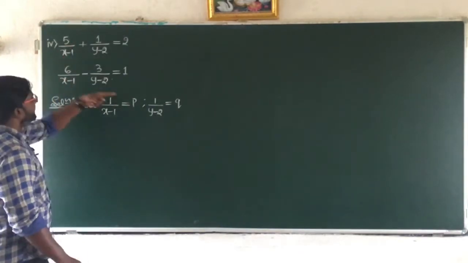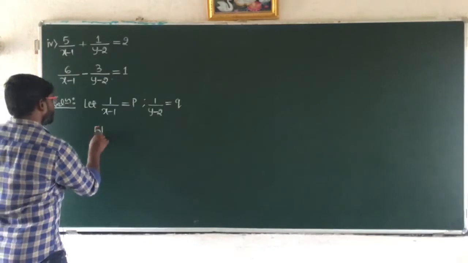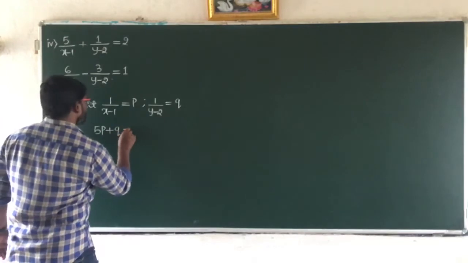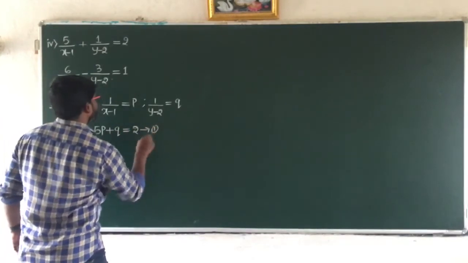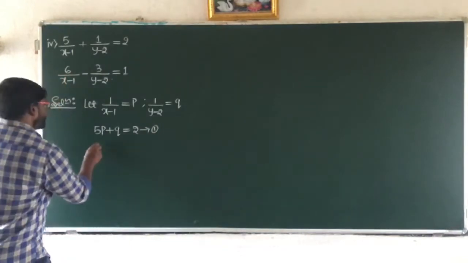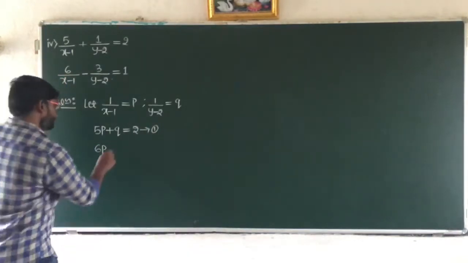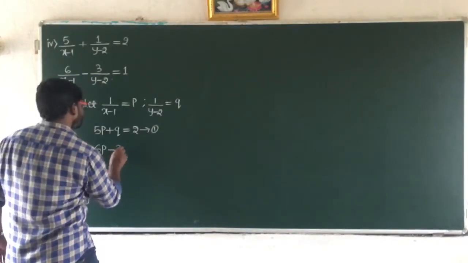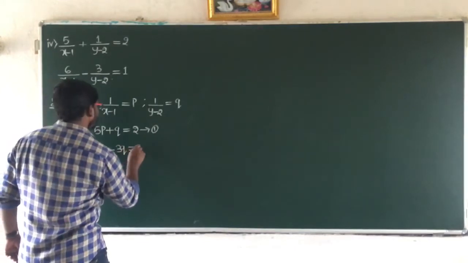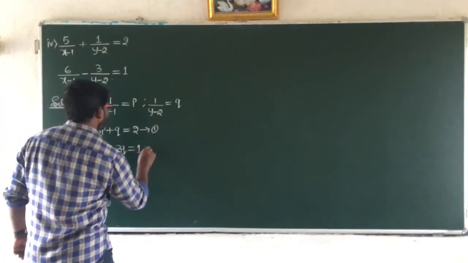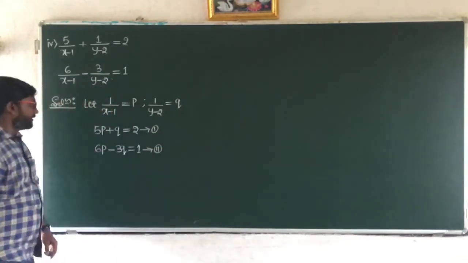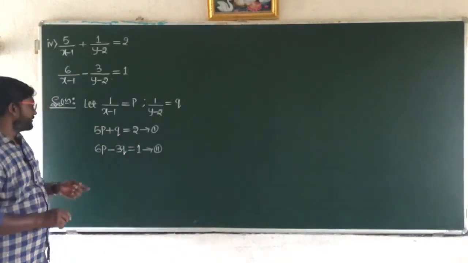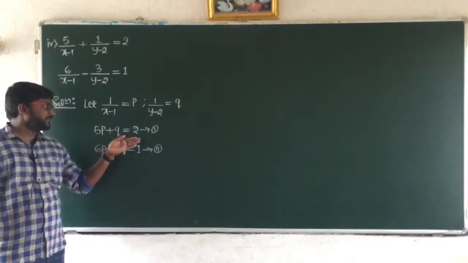1 by x minus 1 is p, that means it becomes 5p plus q which is equal to 2. Call this equation number 1. Now consider this. Now it becomes 6p minus 3q which is equal to 1. I call this equation number 2. Now we have to solve these two equations in order to get the value of p and q. I will solve this by the elimination method.